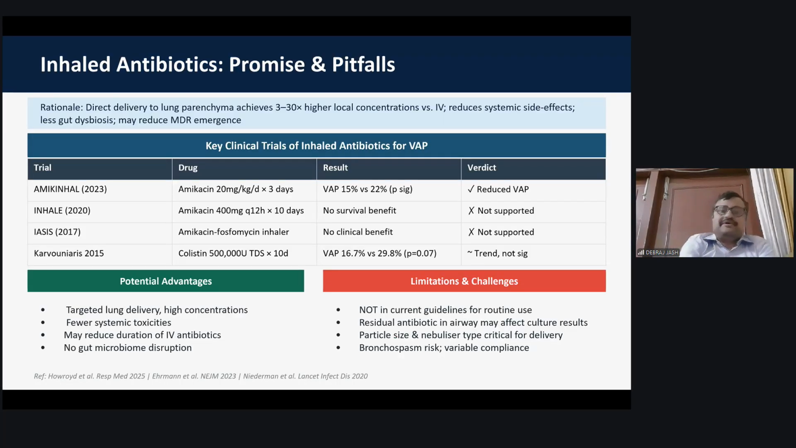Inhaled antibiotics which can be used: inhaled amikacin but not used regularly, inhaled colistin, very important in patients with bronchiectasis and in those patients who have recurrent colonization. So the advantages of inhaled therapy: targeted lung delivery, fewer toxicities, particularly the nephrotoxicity and the muscular toxicity associated with colistin. It will also reduce the duration of IV antibiotics, no gut microbiome disruption, but the limitations are that it is not in current guidelines and is very expensive, also associated with bronchospasm, which is very important for respiratory patients.